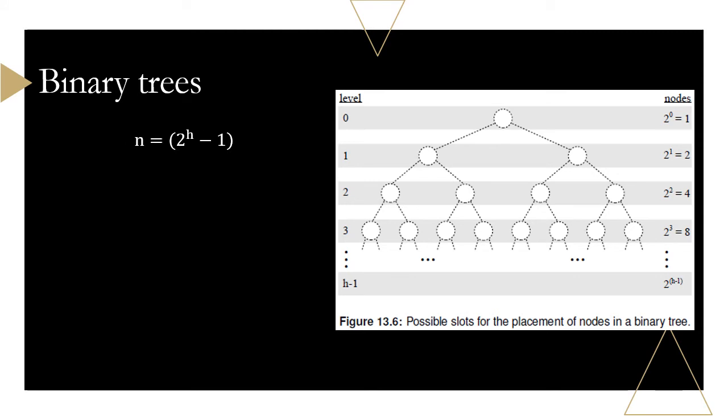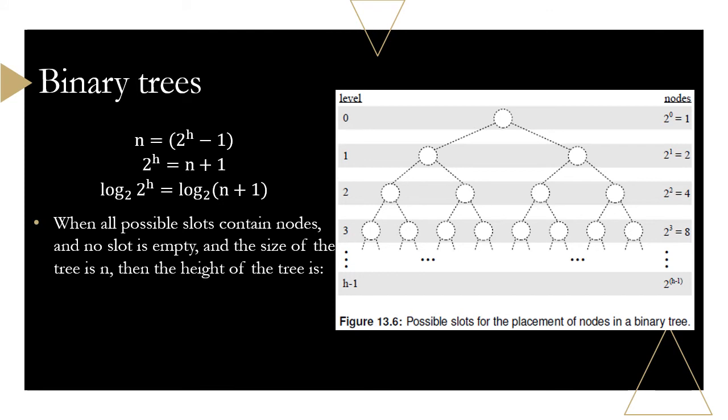This is the number of nodes when the height is h. This can be written as 2 to the power h is n plus 1. I apply log to the base 2 on both sides of the equation. And when all possible slots contain nodes and no slot is empty, and the size of the tree is n, then the height of the tree is h equals log of n plus 1 to the base 2. This is the minimum height of the tree.